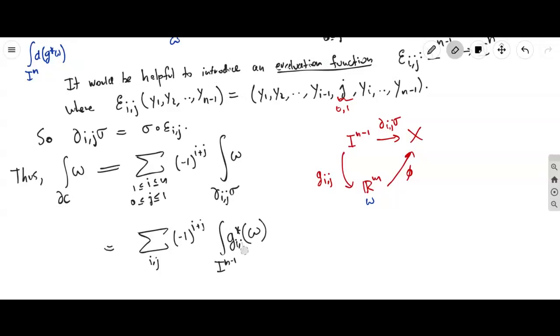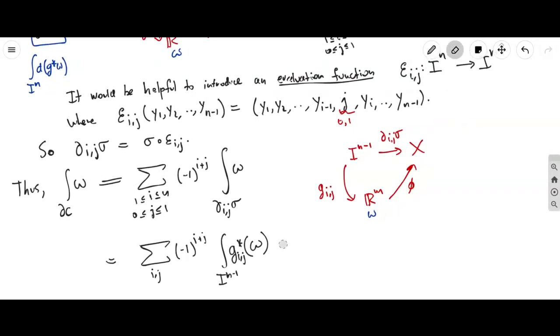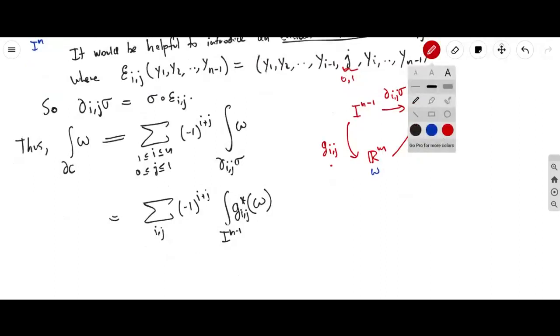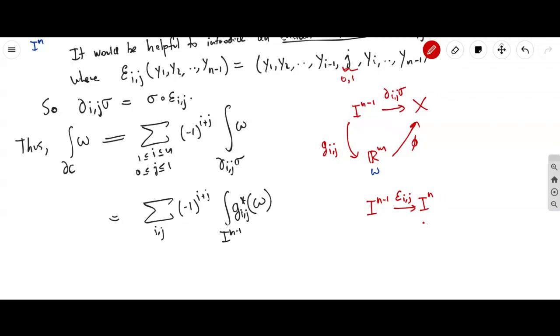Now, this piece, it would be helpful to rewrite this using the evaluation functions. So observe that we have the following diagram. We have I^(n-1) going into I^n. This is epsilon i comma j. That's the evaluation function. And then I^n.